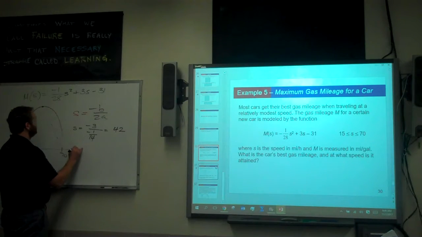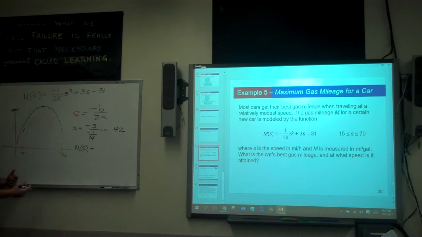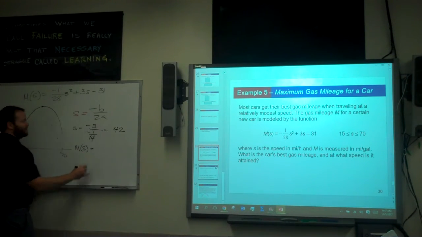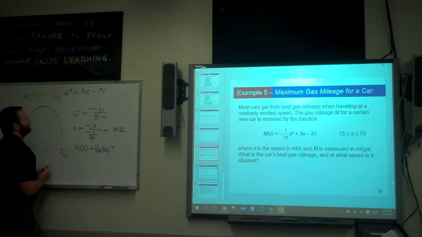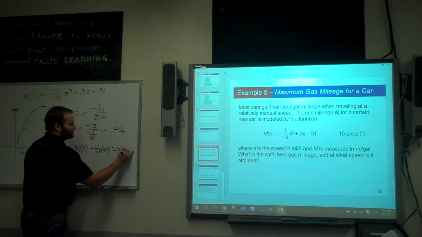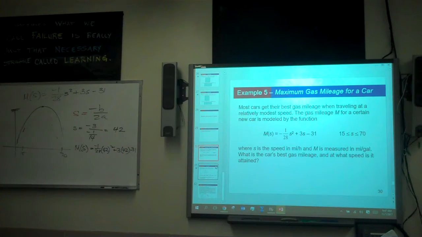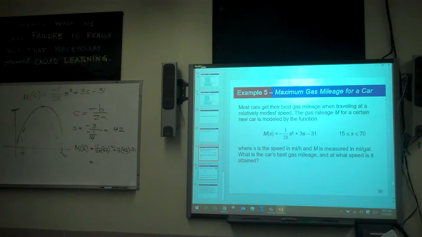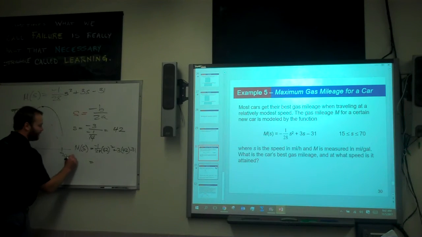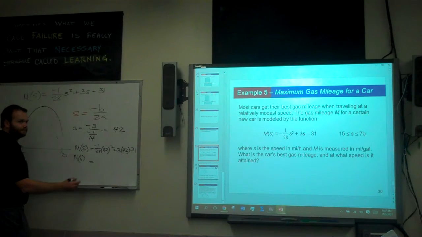But now I want to find what that gas mileage is. Okay? So I plug in that 42 into this function. So negative 1/28 times 42 squared plus 3 times 42 minus 31. Okay, and just to save a little bit of time, I think you guys can do that input. Hopefully you understand what we're doing here. We're just evaluating functions like we did in chapter 2, right? Okay. So you plug that in. I think you get 32 back, don't you?